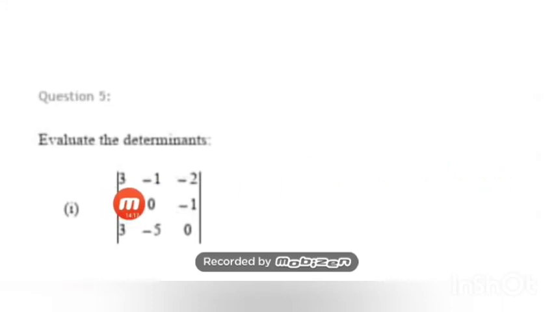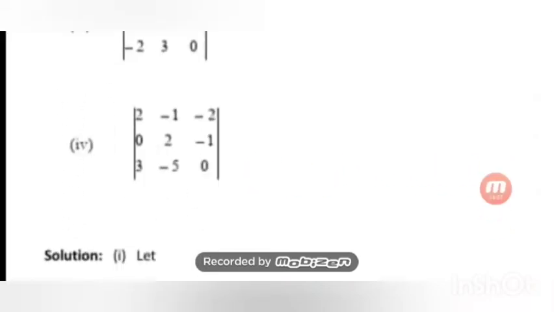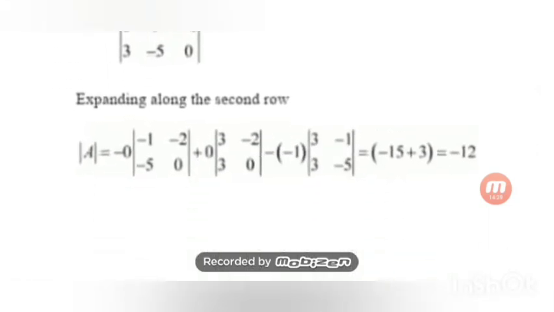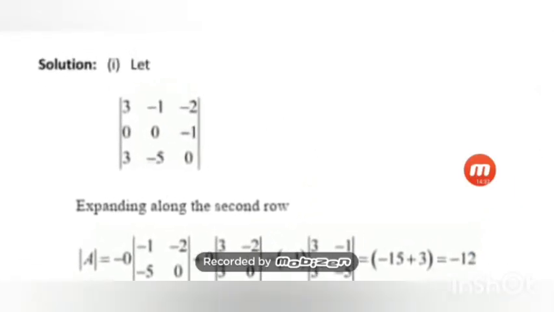So your first determinant is 3, minus 1, minus 2, 0, 0, minus 1, 3, minus 5, 0. In terms of any row or column you can evaluate it. Generally if I expand it in terms of the second row, it will be easier for us, or directly also we can expand it. As here you see I have expanded in terms of the second row, because as I told you there are 2 zeros, so it will be easy for you to get the result.